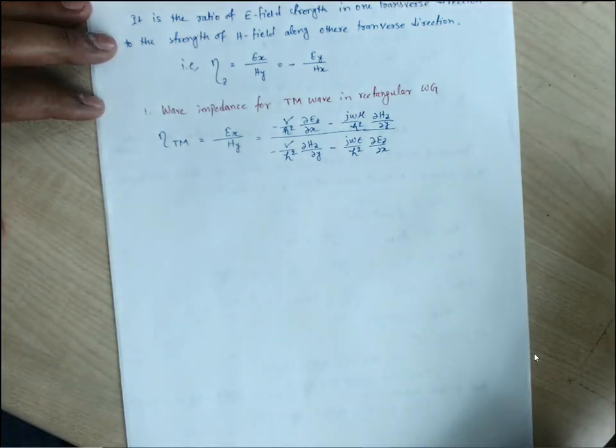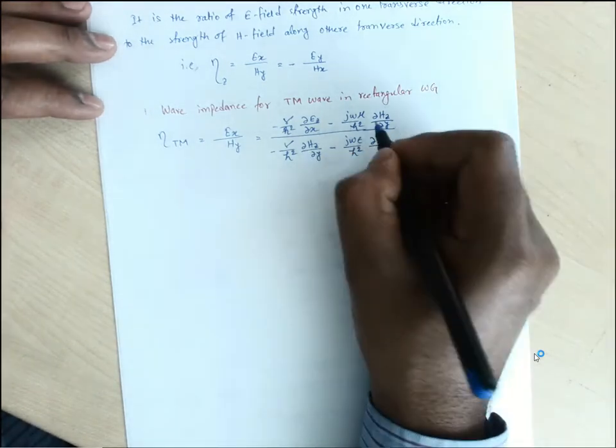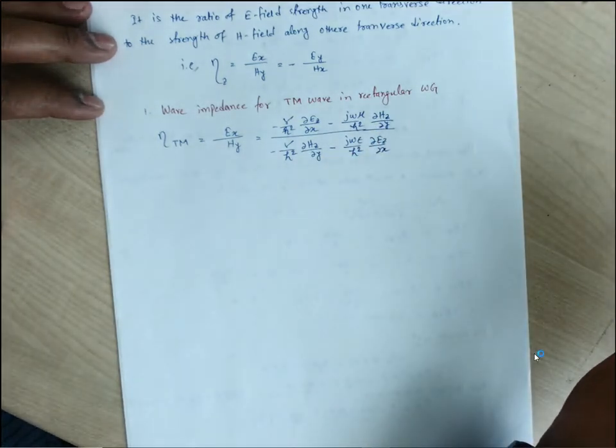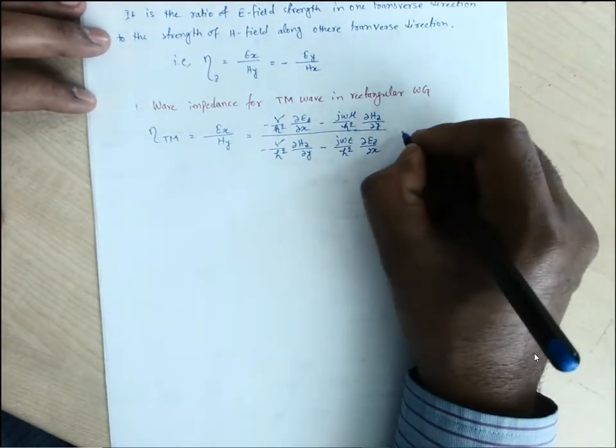Now for the TM wave, there should not be any magnetic field component along the direction of wave propagation, that is transverse magnetic. Whatever magnetic field it has will always lie in the transverse plane. So the Hz terms we need to cancel.